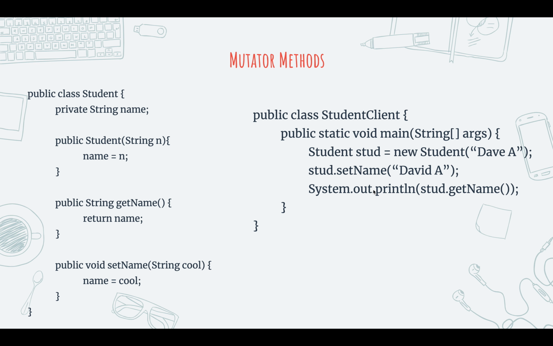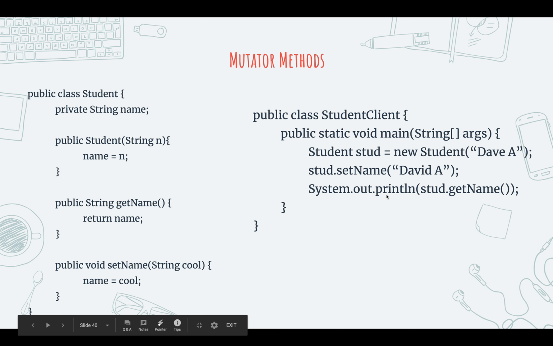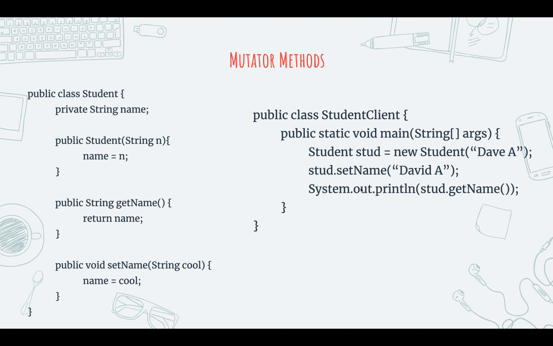We have open parentheses, and since there is an argument, we need to have a value within the parentheses, unlike the accessor method, which we can simply leave as an open and close parentheses when we're invoking it. So we have David A in quotation marks because it needs a string value. We can't put David A unless we have David A as a string variable name as well. But for this sake, we're going to be sending the string David A. And to emphasize that it's a string, we have the double quotation marks, which tells the compiler that it is a string and not a variable that it should be looking for.